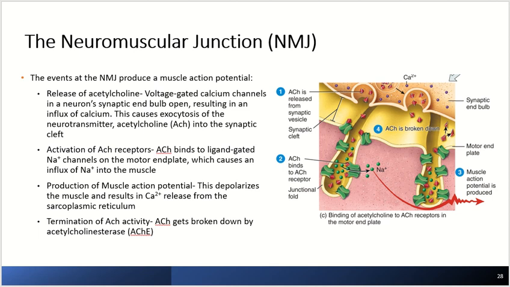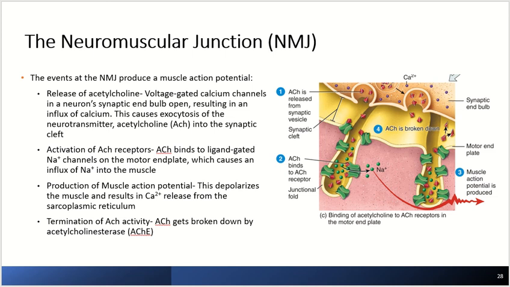So now let's look at the events that are going to occur at the neuromuscular junction that are going to result in the production of an action potential. So for starters, we have the release of acetylcholine. Our voltage-gated calcium channels in a neuron's synaptic end bulb are going to open as a result of some sort of voltage change from our neuronal action potential there.